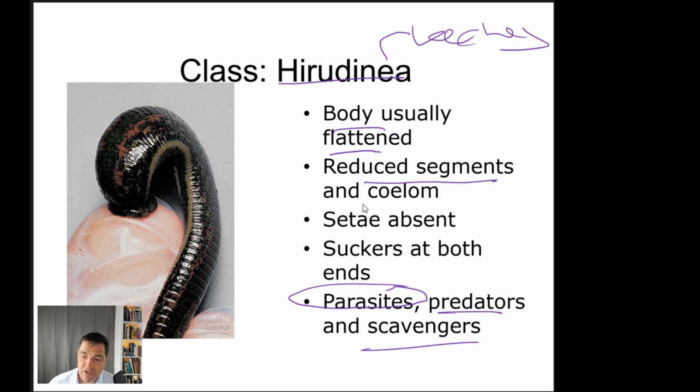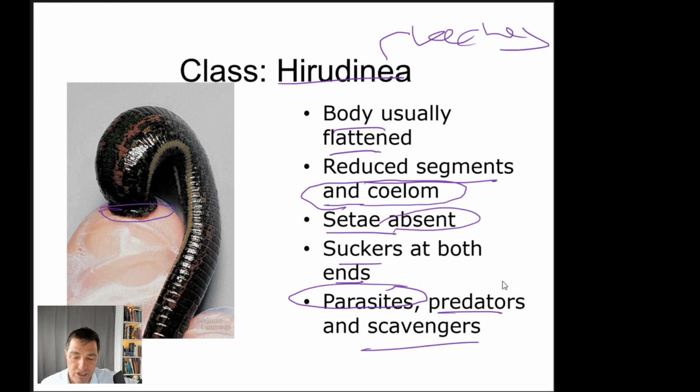They have a reduced number of segments, and they have a reduced coelom. Remember, coelom is that body cavity that we talked about. Setae are absent, so they don't have the little hairs on them or the parapodia. They have suckers at both ends. You can see the sucker right there where it's allowing it to hold on. And as I said, they come in different types.